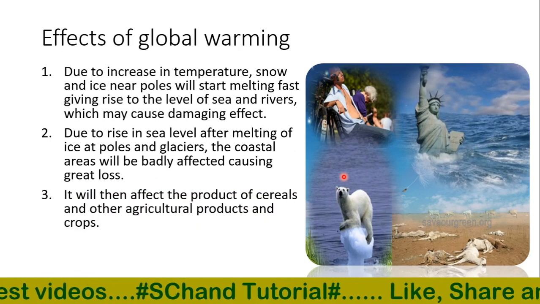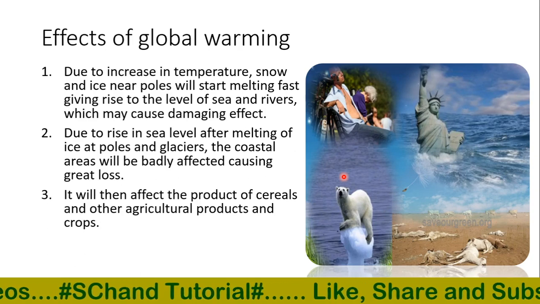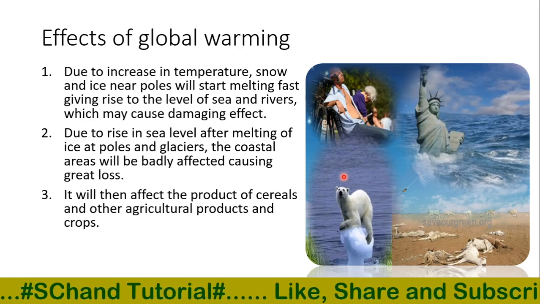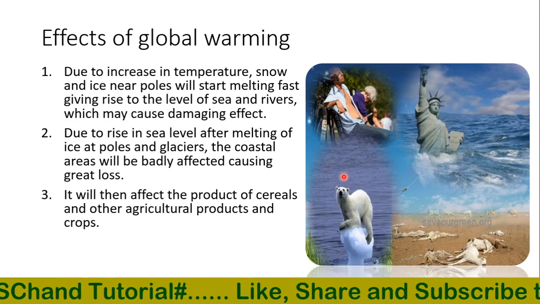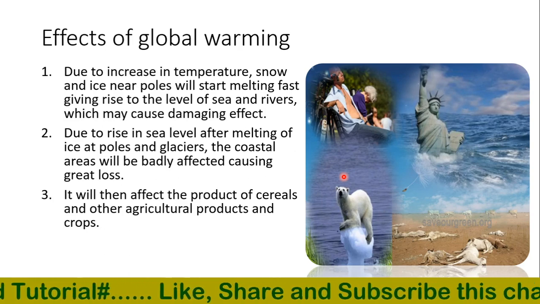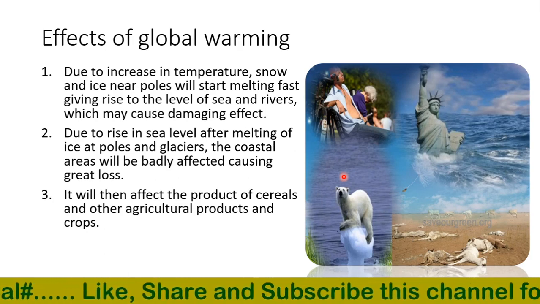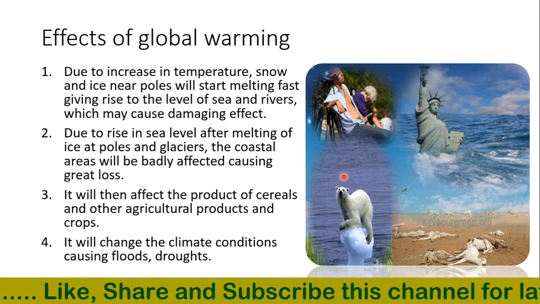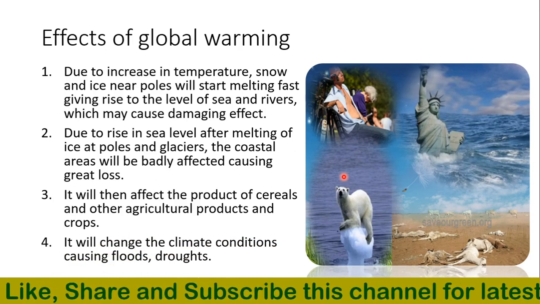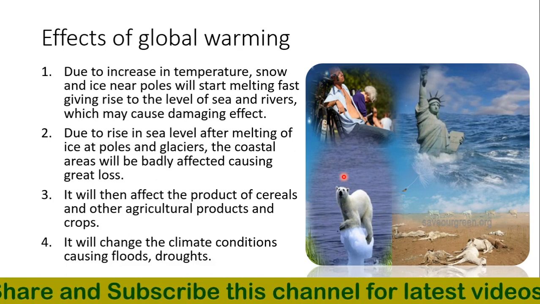It will then affect the production of cereals and other agricultural products and crops, because less land will be left for cultivation, so it will have a damaging effect again. It will also change the climate conditions, which can cause floods and droughts. These are some damaging effects of global warming.